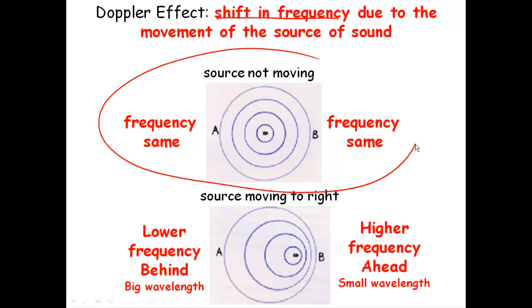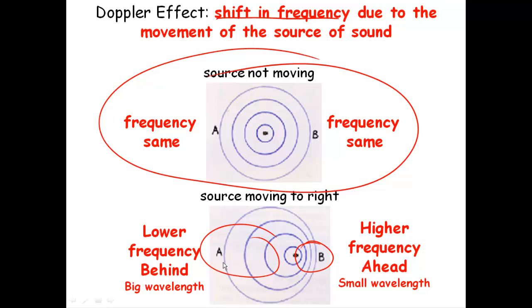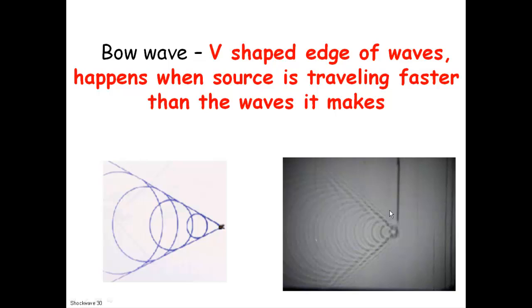But here, in this first one, nothing's moving. They're sitting there. Everyone hears the same thing. But in the bottom, those waves bunch together, so we hear a higher frequency. And on the other side, person A sees or hears a lower frequency. We can relate this to light as well. This would be things shifted towards the red, and this one would look more blue.